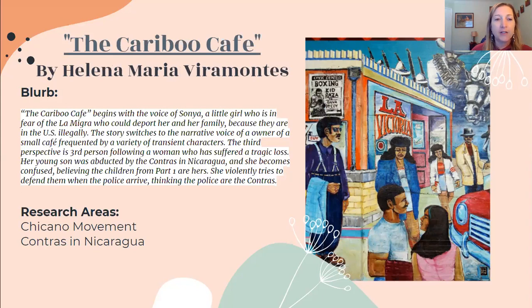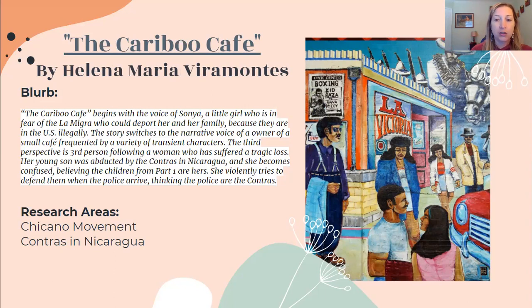And then the second point of view is in the same area, but told from the owner of the Caribou Cafe. And he's very gritty, very vulgar kind of voice. And then the third perspective is from a young woman who has suffered a tragic loss. Her son was abducted by the Contras in Nicaragua, and she's really confused in this particular moment.